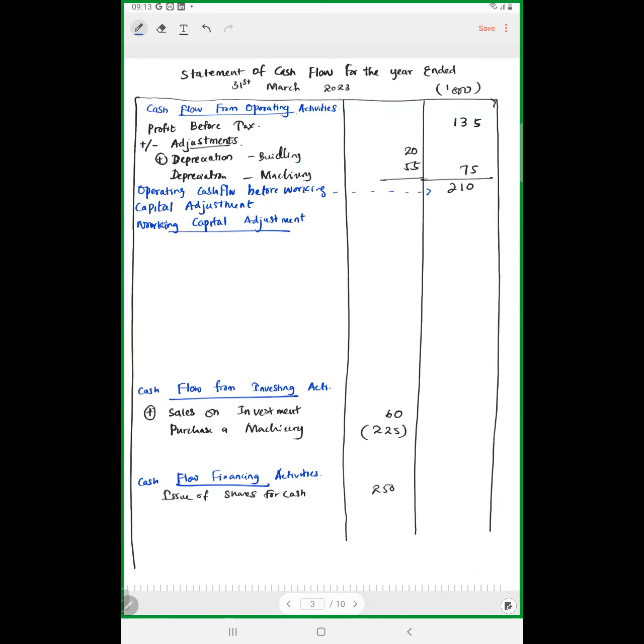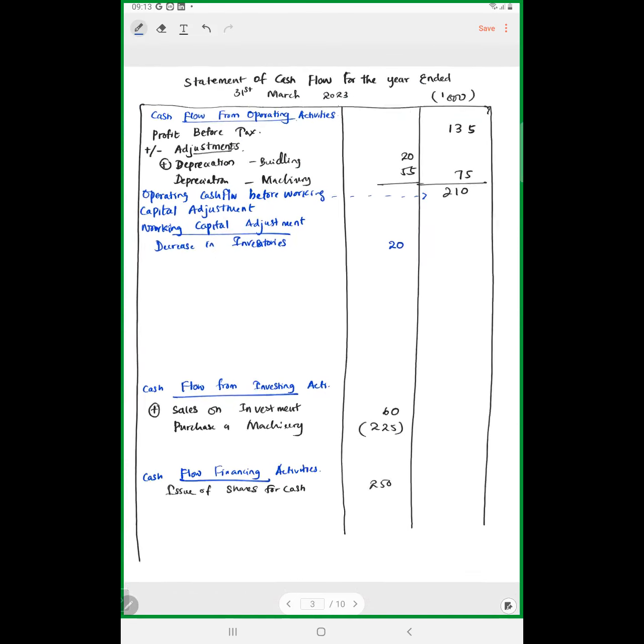Working capital adjustment. First one, decrease in inventories. So inventory value has decreased by 20. It has decreased by 20, so then we can add.